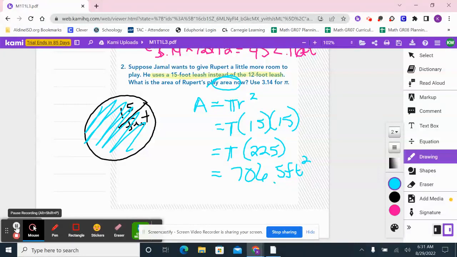In summary, the formulas that we've learned over the past couple of days can be used to solve any real-world problem involving circles. Wonderful job.